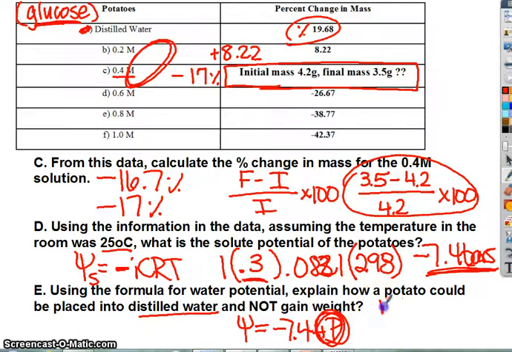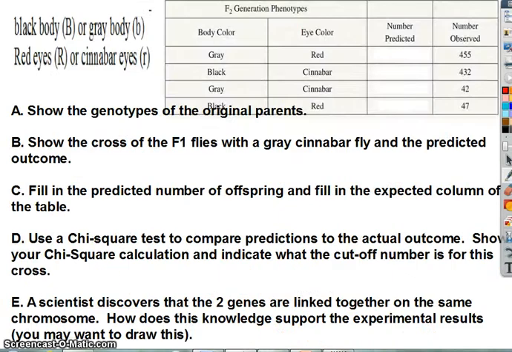Some people just said if there was a higher pressure inside the potatoes. Some people said if the pressure was positive 7.4 or greater, any of that, but you needed to explain it based on the formula. So when they say something like that, remember to refer to the formula for water potential. So that was question 1.